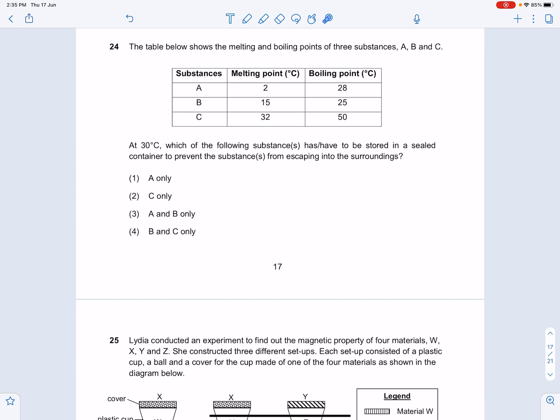In this case, you are looking for something that is actually a gas. So the boiling point must be below 30 degrees Celsius. If the boiling point is below 30 degrees Celsius, at 30 degrees Celsius the substance would already be in a gaseous state, and when it is a gas, it can escape into the environment. So the only 2 substances with a boiling point lower than 30 degrees would be your substance A and B. So hence, hands down, option 3.